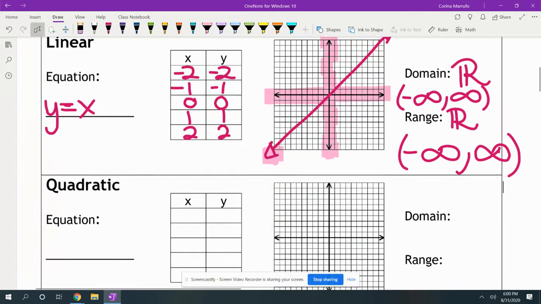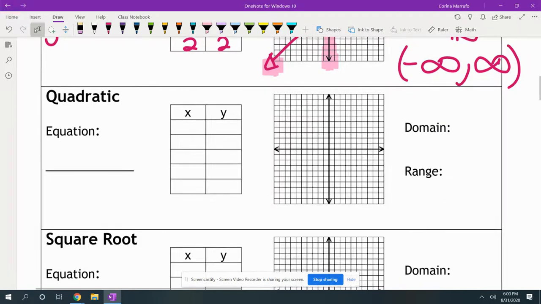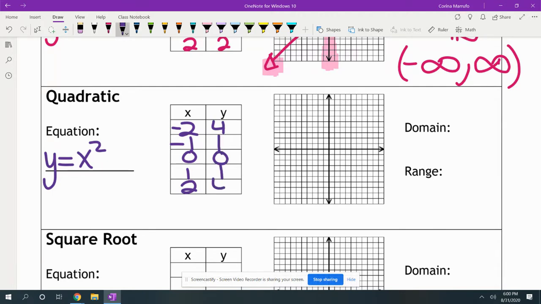All right, next we have our quadratic equation. Our quadratic equation is y equals x squared. I'm going to use the same x values, -2, -1, 0, 1, and 2. So -2 squared gives us 4, -1 squared gives us 1, 0 gives us 0, then 1 and 4. This is what your quadratic function looks like.